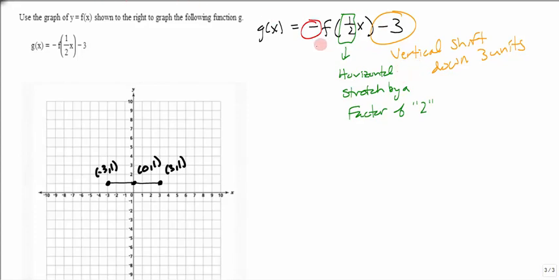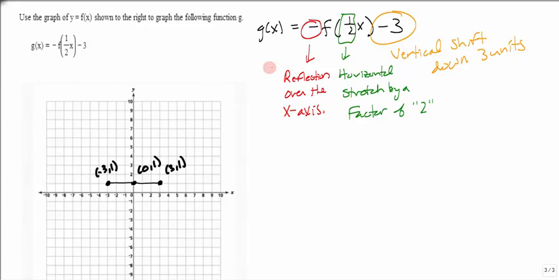And then we also have this reflection. Now this is outside of the argument, so this is a vertical. This is a reflection from up here to down here, so it's a vertical movement. Reflection over the x-axis.